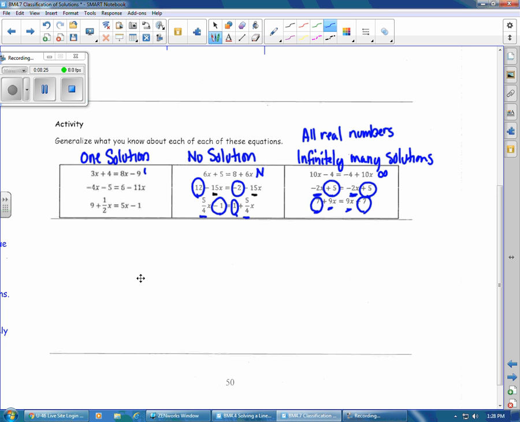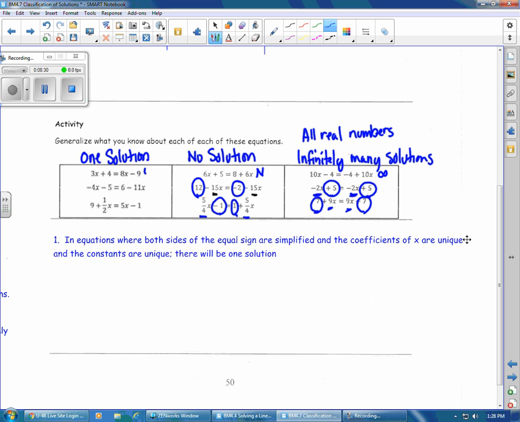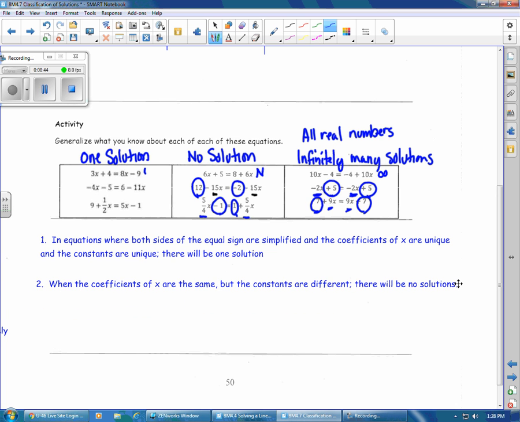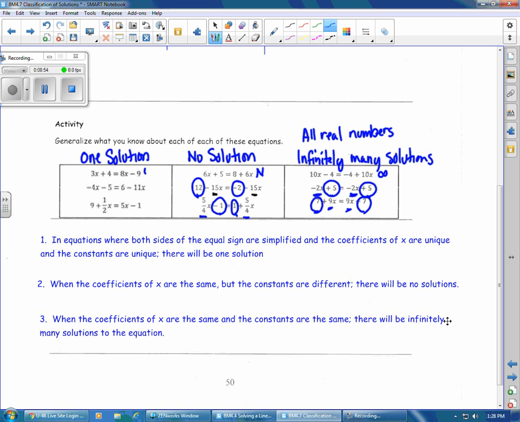Putting this in words for your notes. 1: In equations where both sides of the equal sign are simplified and the coefficients of x are unique, meaning they are different from each other, and the constants are unique, meaning they are different from each other, there will be one solution. 2: When the coefficients of x are the same but the constants are different, there will be no solutions. And finally, when the coefficients of x are the same and the constants are the same, there will be infinitely many solutions to the equation.